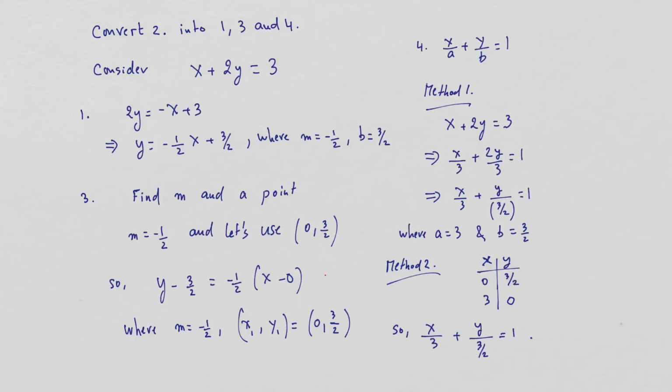To find a y-intercept, to find a B, you need to set x to be 0 here. To find the x-intercept, to find this guy, you need to set y to be 0 here. So you get x plus 0 equals 3. So that means x equals 3. So that's your A, and that's your B.